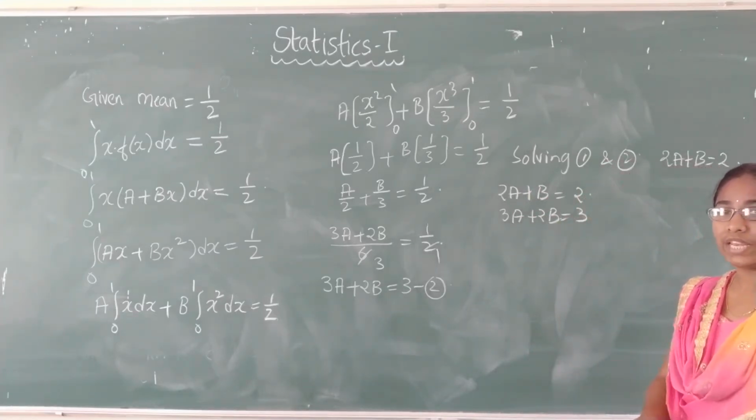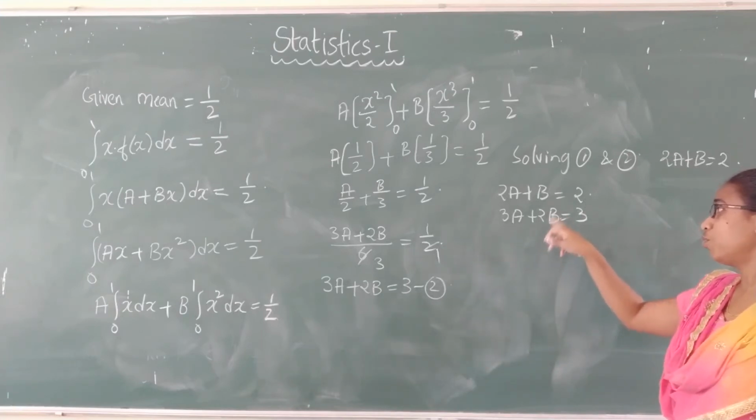You have to equate any one coefficient, right? So here you have 2b, here we have b.